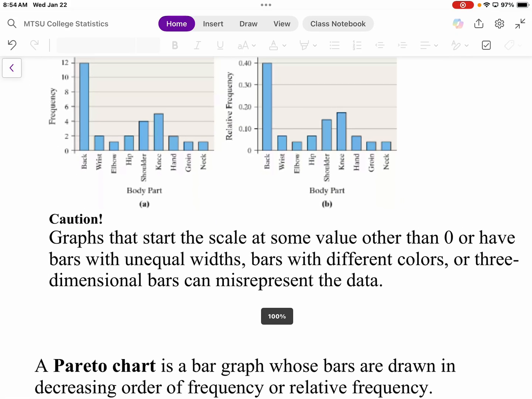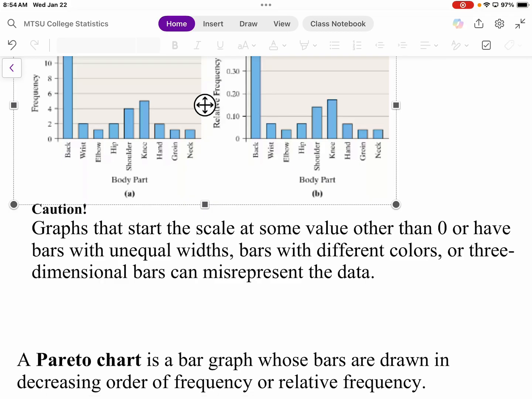A couple little notes just to be careful, because here are the characteristic questions we always get asked. Hey, what's misleading about this graph or this graph that they have displayed here?